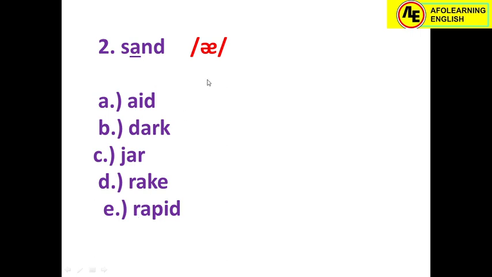Number two, we have sand. So the letter A underlined here has the short A sound. So the correct answer here, option A, we have aid. No. Option B, dark. This is the long A. We are looking for the short A. So option B is wrong. Option C, jar. No, this is the long A. So it's wrong. Option D, rake. Wrong. Option E, rapid. Yes, option E is the correct answer because it contains the short A.